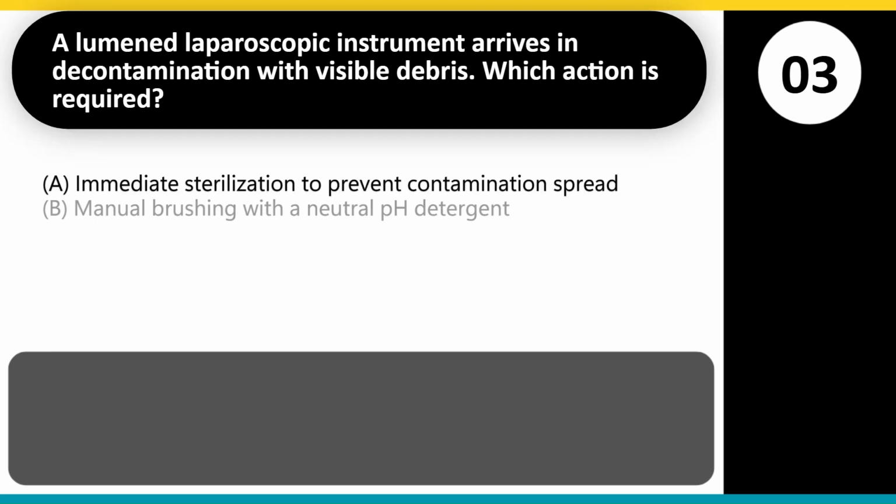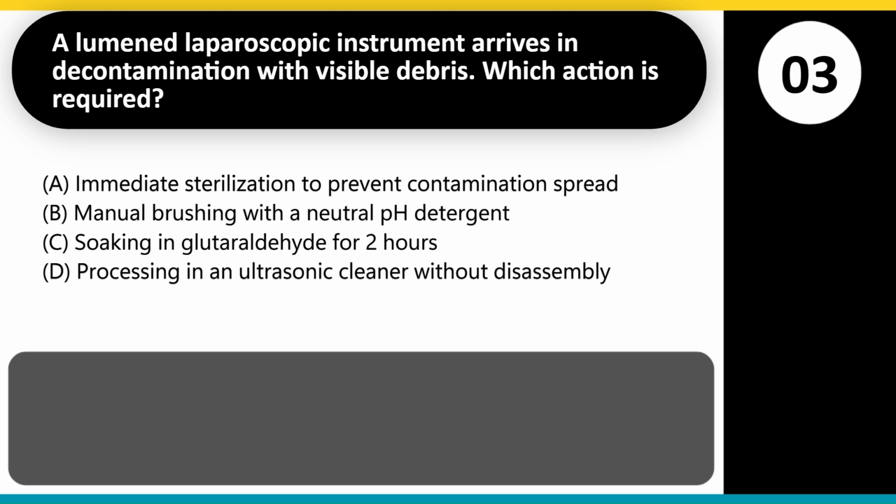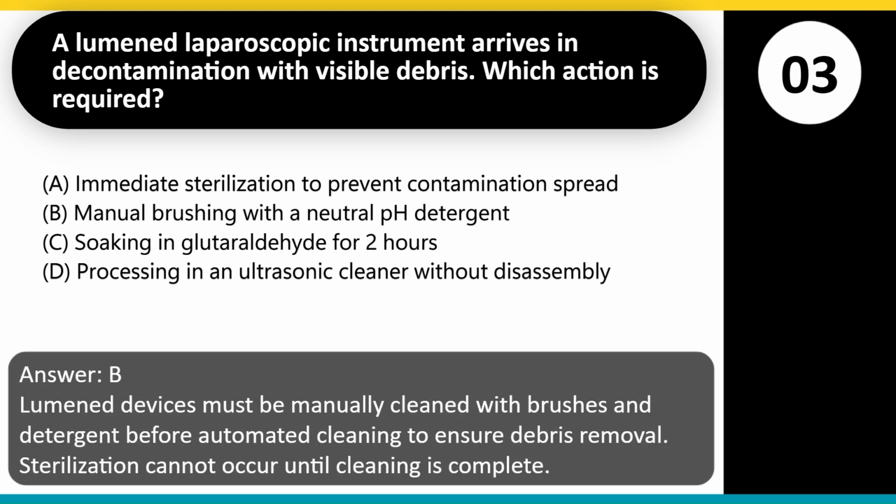A lumen laparoscopic instrument arrives in decontamination with visible debris. Which action is required? A. Immediate sterilization to prevent contamination spread. B. Manual brushing with a neutral pH detergent. C. Soaking in glutaraldehyde for 2 hours. D. Processing in an ultrasonic cleaner without disassembly. Answer, B. Lumen devices must be manually cleaned with brushes and detergent before automated cleaning to ensure debris removal. Sterilization cannot occur until cleaning is complete.